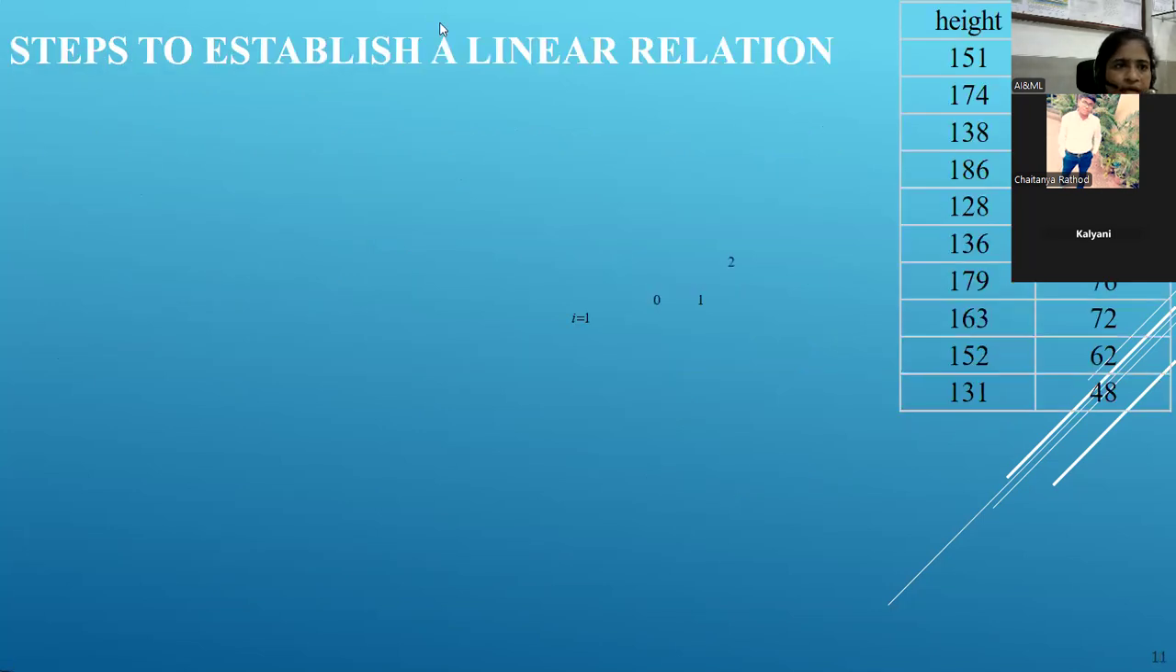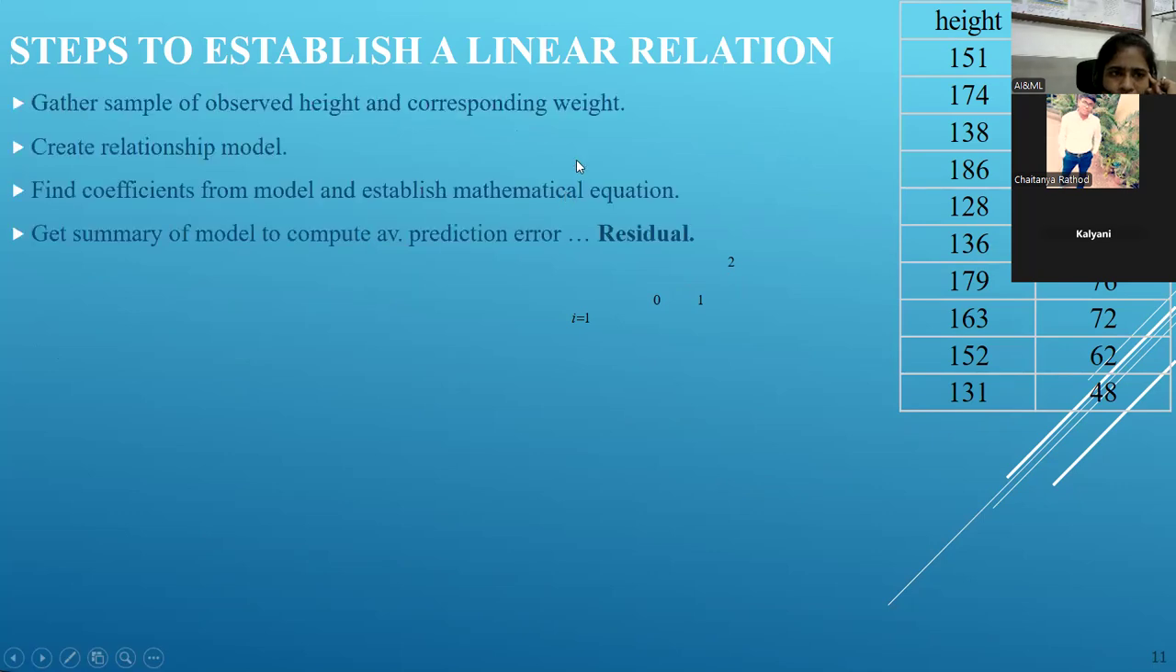Because we are in online mode, I would expect you, if possible, to try these numericals as well in the class while I'm conducting, or maybe practice it later. So what is given here? X and Y are given to you. And what is being asked is, this is a sample of observed height and corresponding weight. You have to create a relationship model.